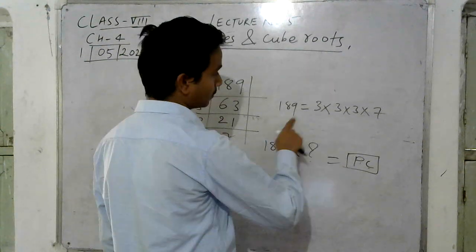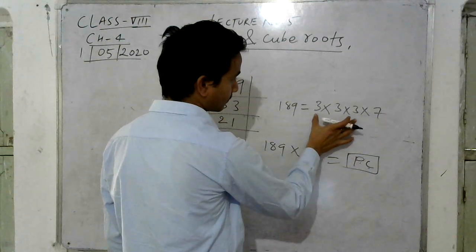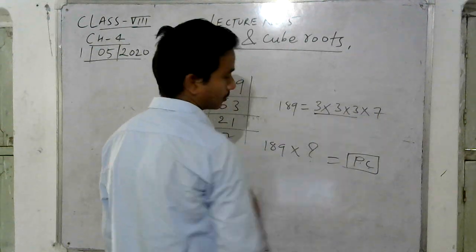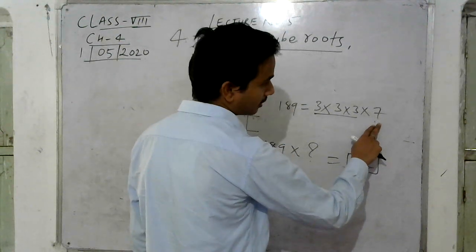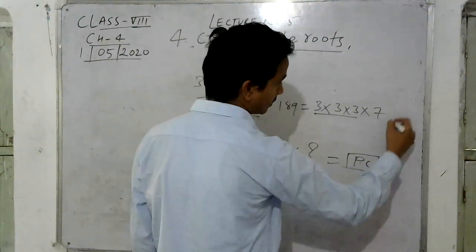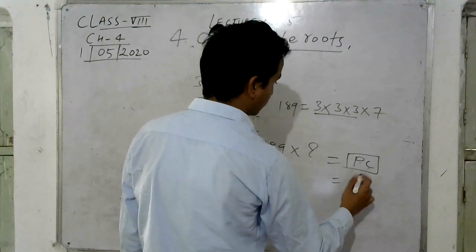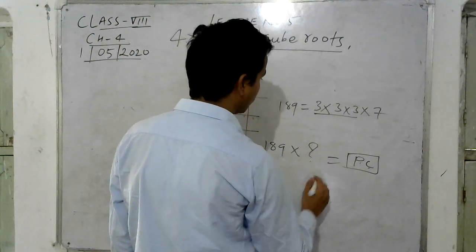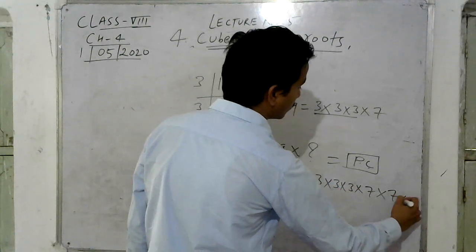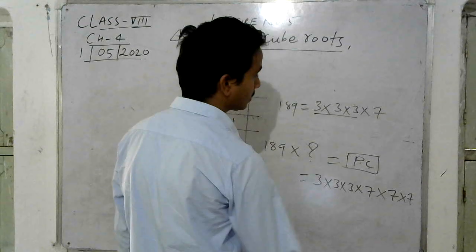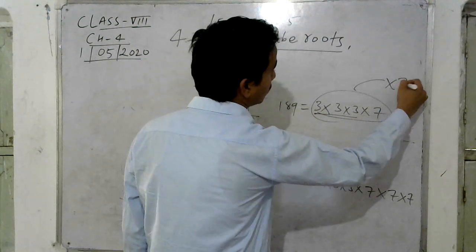In such a question, what will you do? You will have to see how many 3s are multiplied 3 times, so that is okay. But 7 is alone. 7 is not multiplied 3 times. Only one 7 is there. We need 2 more 7s. So our new number should be, to make it a perfect cube, 3 into 3 into 3 into 7 into 7 into 7. There should be 2 more 7s.